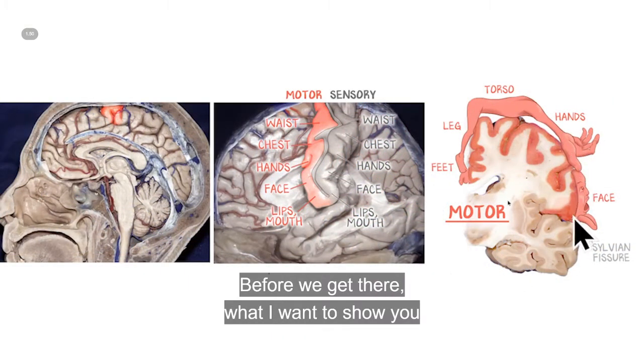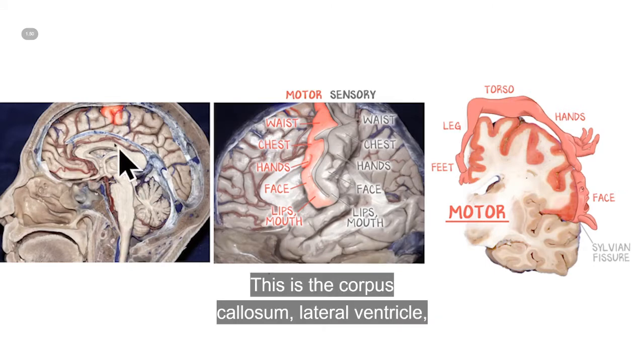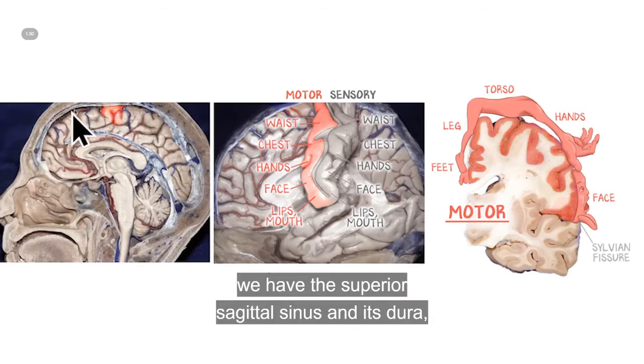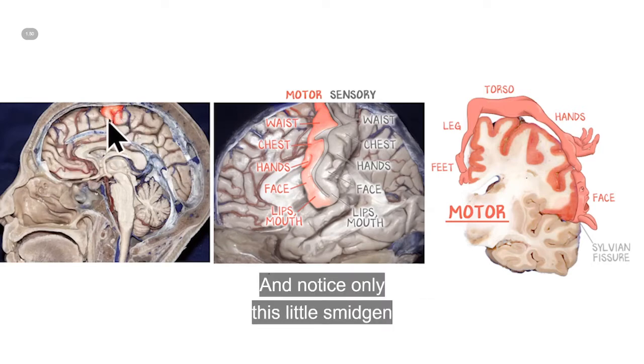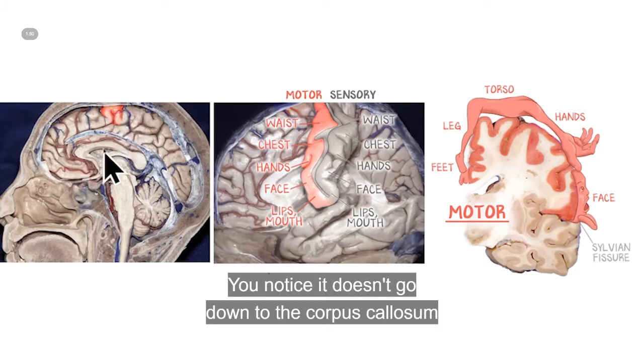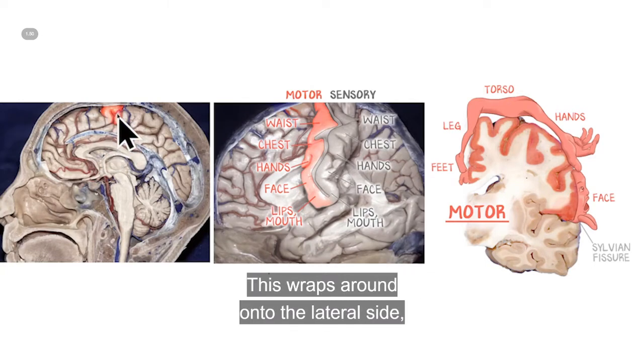Before we get there, what I want to show you in the first two images is where primary motor cortex is represented. On this first image, you've got a mid-sagittal view. This is the corpus callosum, lateral ventricle, midbrain, pons, cerebellum, medulla, brainstem. Come back up here. We have the superior sagittal sinus in its dura, and then a whole bunch of brain. Notice only this little smidgen is labeled in red. That is the primary motor cortex on the medial side of the brain. You can notice it doesn't go down to the corpus callosum because the cingulate gyrus is under it. This wraps around onto the lateral side, which is shown in the second image.